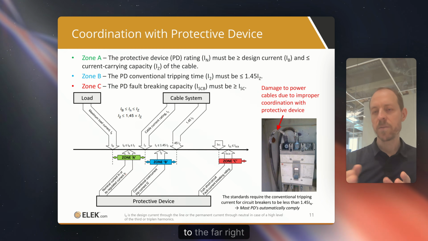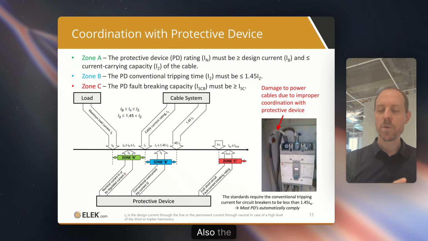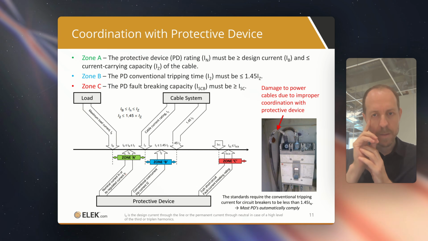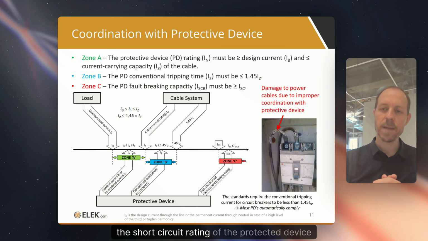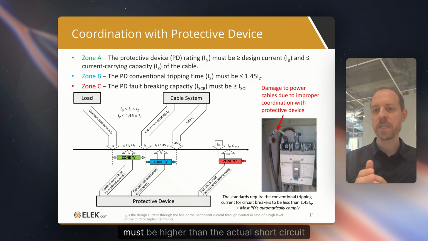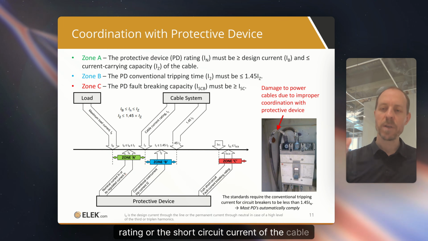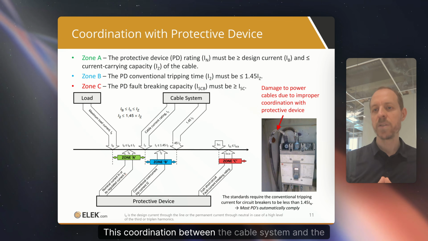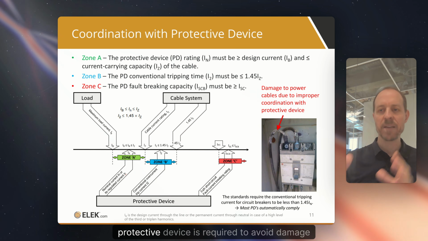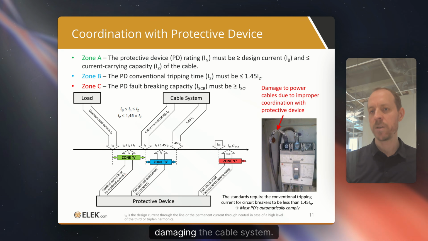Moving to the far right, we'll talk about the short circuit rating. The short circuit rating of the protective device must be higher than the actual short circuit current of the cable system during a fault. This coordination between the cable system and the protective device is required to avoid damaging the cable system.